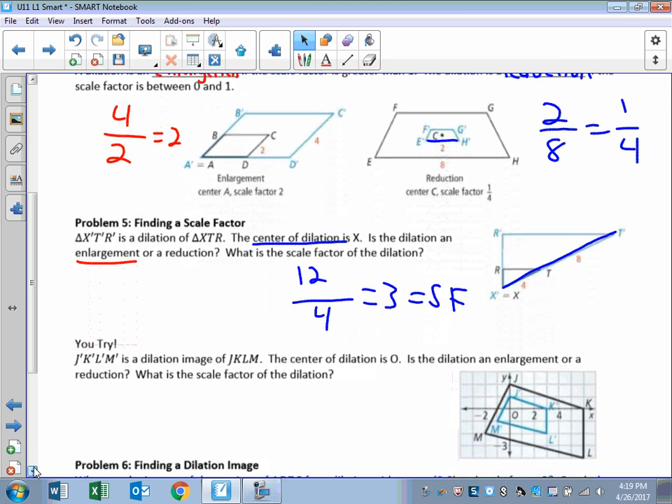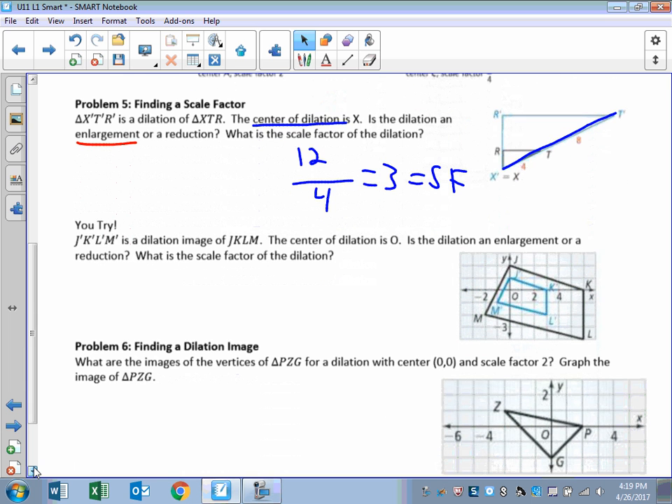Now you try this one. Again, the center of dilation is at O, which is the origin. It is not in the center of the shape. So don't let that throw you off. Okay.